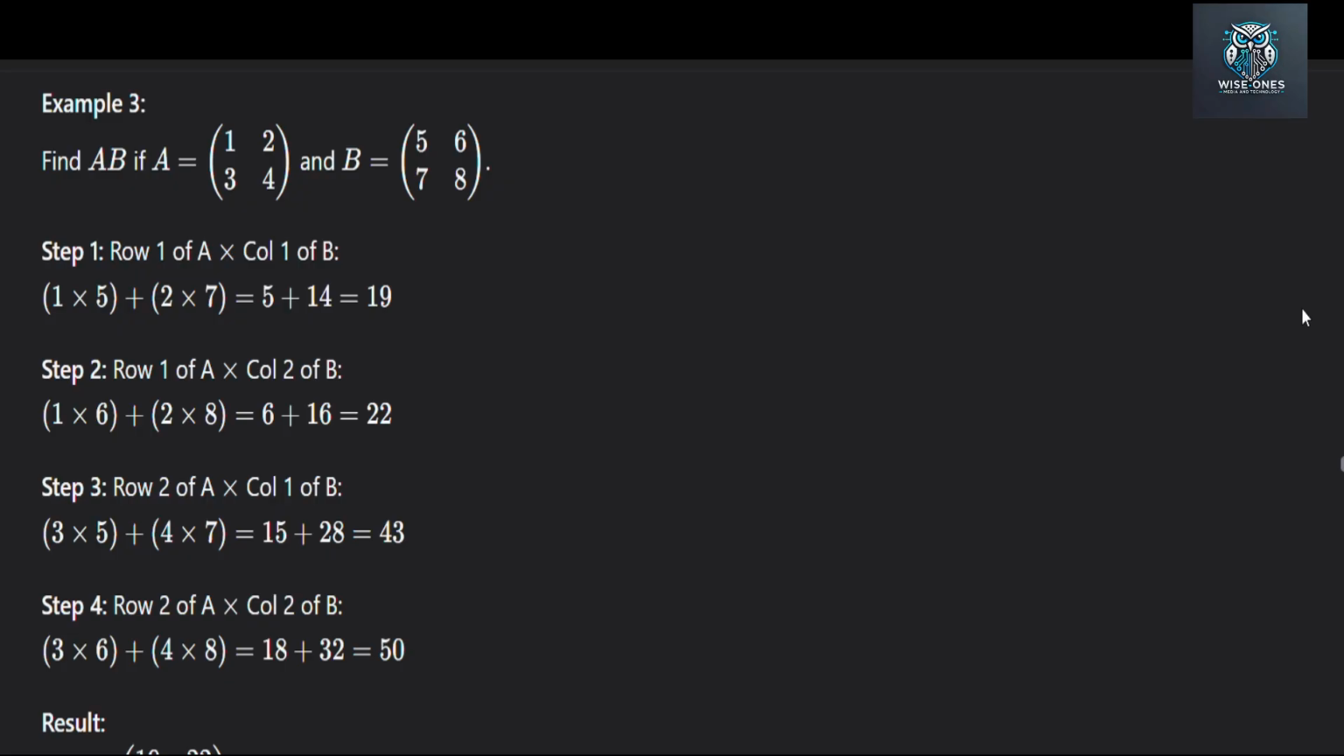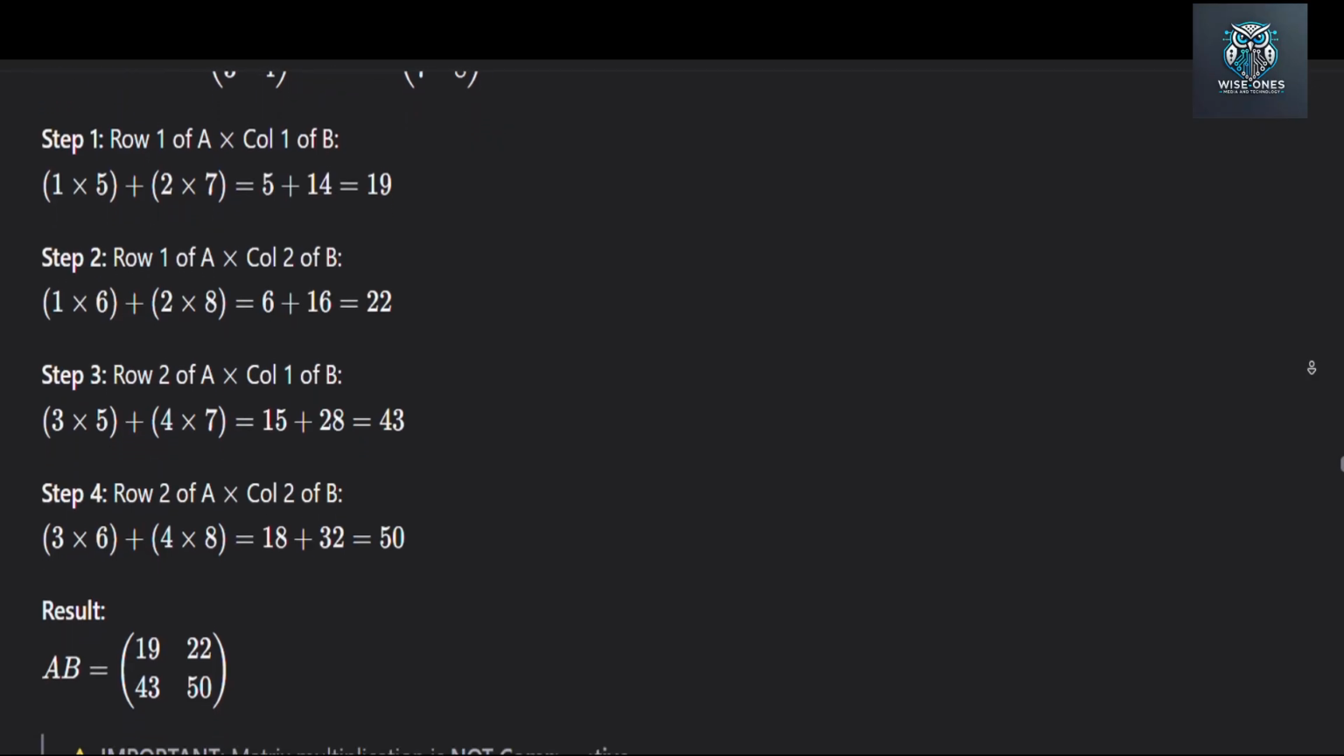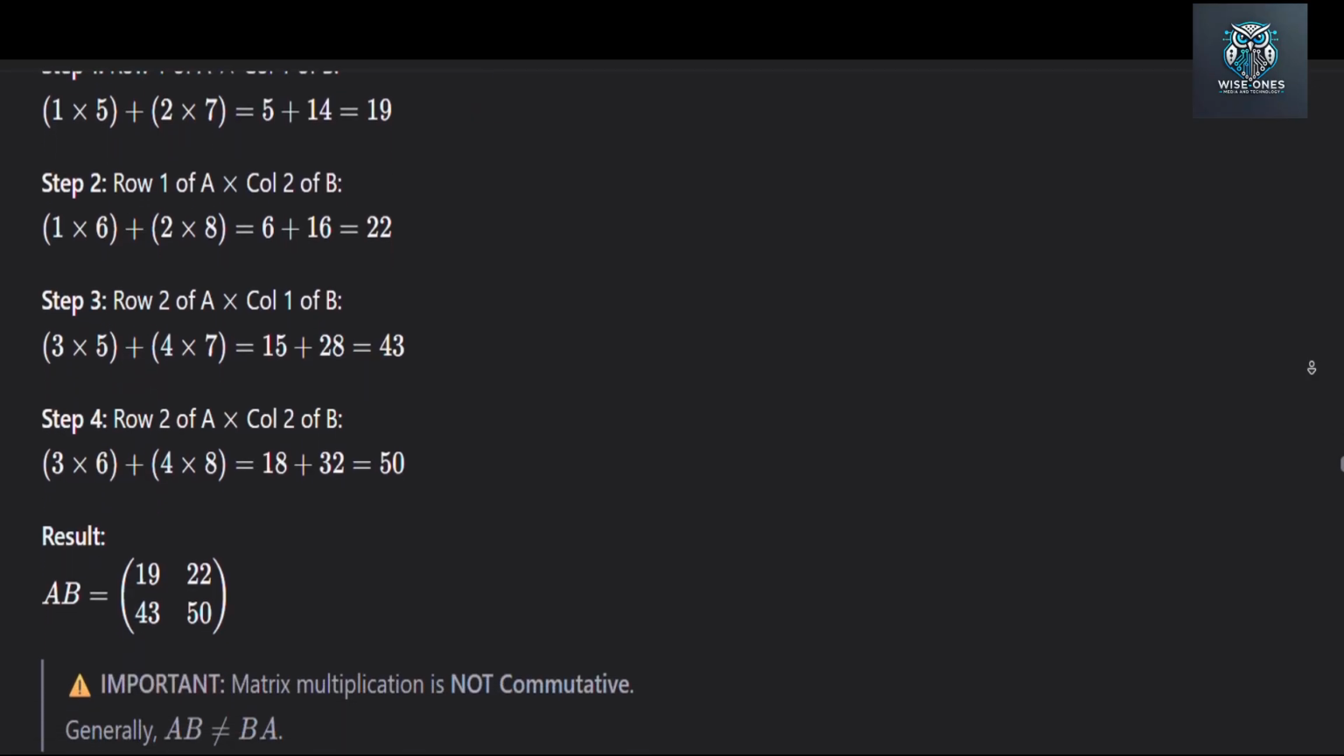Step 4, row 2 of A times column 2 of B. Row 2 of A is 3, 4. Column 2 of B is 6, 8. Multiply first elements. 3 times 6 equals 18. Multiply second elements. 4 times 8 equals 32. Add them. 18 plus 32.